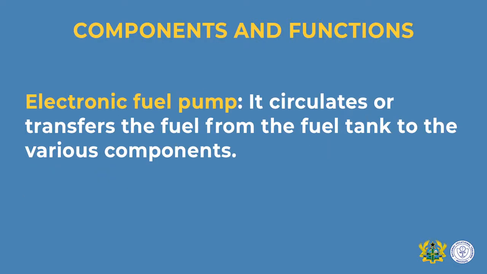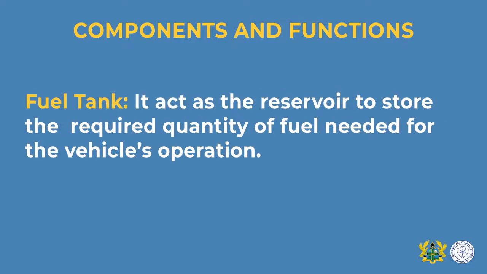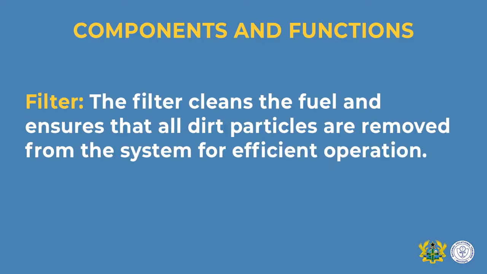The electronic fuel pump is designed and it works in this form. It's the one that circulates and drives the fuel that is needed to the various components in the system. The fuel tank acts as a reservoir to store the required quantity of fuel needed for the vehicle operation. There are filters. The filters make sure that clean fuel is supplied to the system. Otherwise, some valves may be blocked and render your system inoperative.